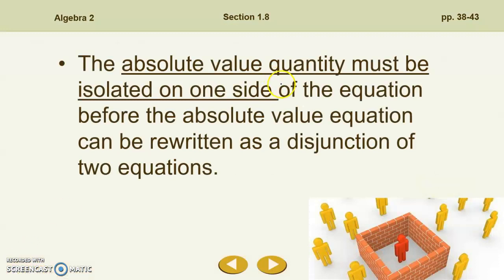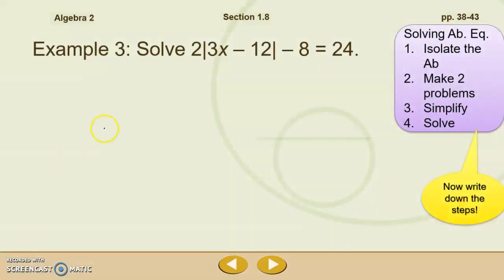The absolute value quantity must be isolated on one side of the equation before the absolute value equation can be rewritten as a disjunction of two equations. So let's take a look at this. Right now, my absolute value equation is not isolated. It's got a minus 8 and a times 2 on the same side. We've got to isolate that absolute value equation first before we can do the following steps.